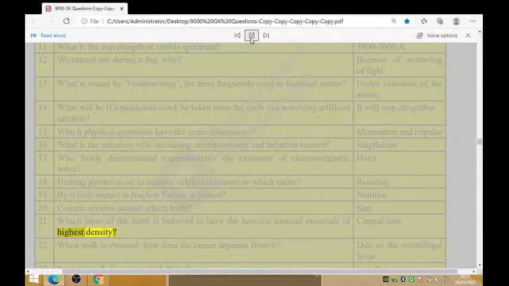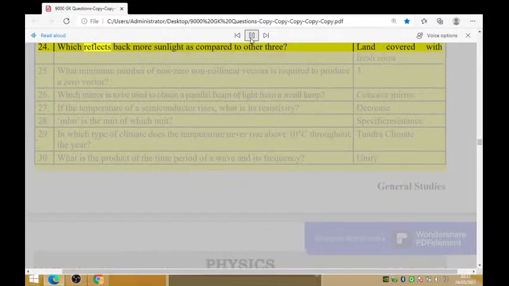22. When milk is churned, how does the cream separate from it? Due to the centrifugal force. 23. Sound travels faster in which thing? Iron than in air. 24. Which reflects back more sunlight as compared to the other three? Land covered with fresh snow.